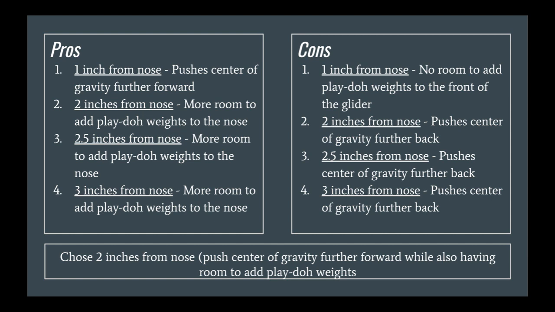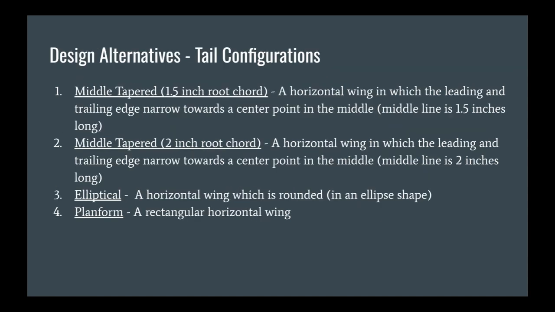However, there are cons for each design. The cons of the 1 inch design is that there's no room to add Play-Doh weights to the front of the glider, and the cons of the 2 inch, 2.5 inch, and 3 inch designs is that it pushes the center of gravity further back. Due to these pros and cons, I chose to place my main wing 2 inches from the nose. This is since it will push the center of gravity further forward than the 2.5 and 3 inch designs while also having adequate room to add Play-Doh weights to the nose.